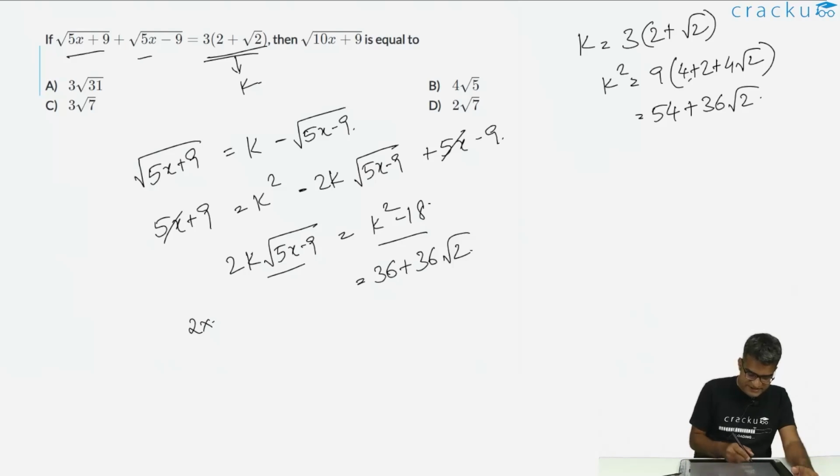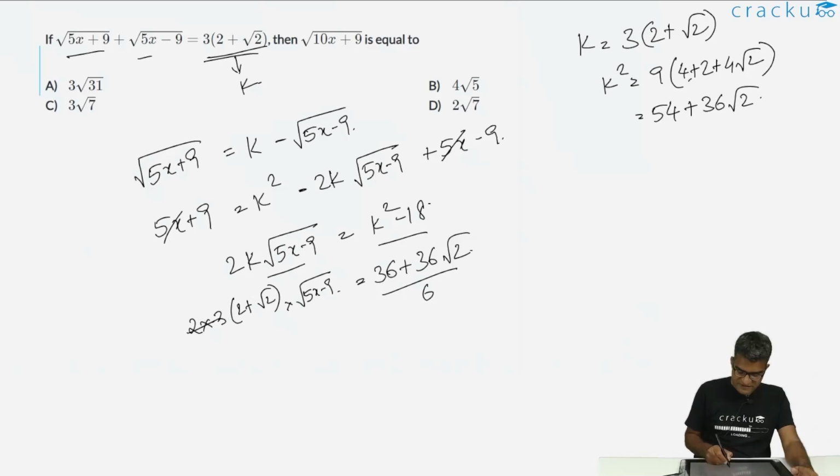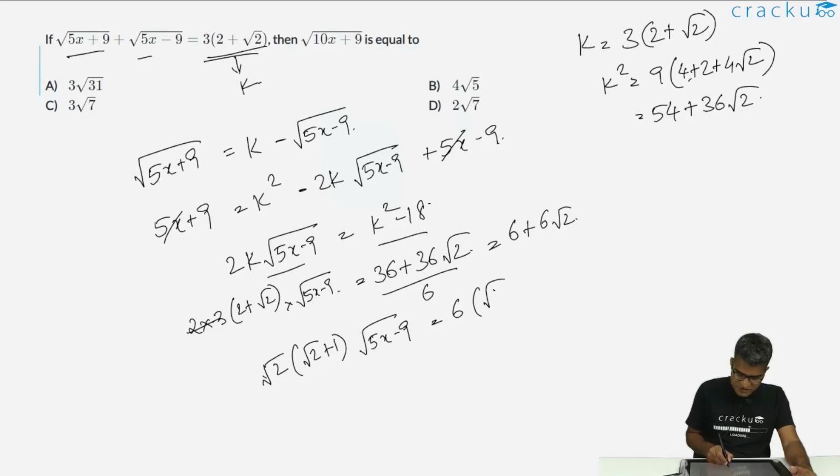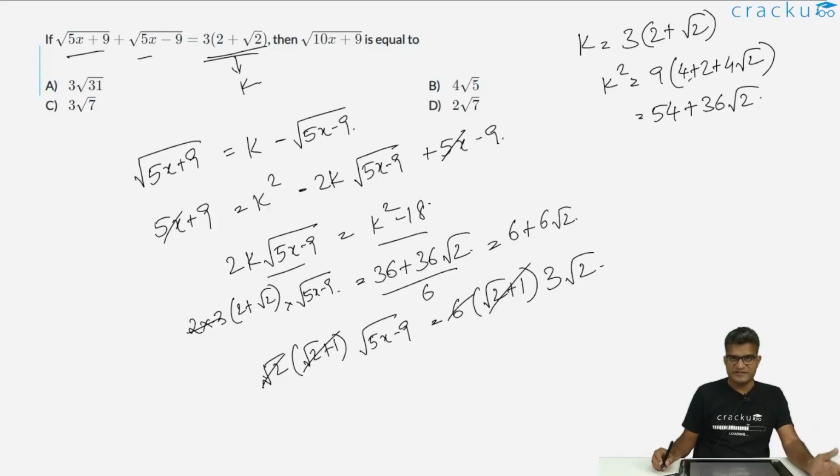What is the value of 2k? 2k is 6 times 2 plus root 2, into square root of 5x minus 9. We can divide this by 6, which will be equal to 6 plus 6 root 2. So 6 plus 6 root 2 is equal to 2 plus root 2 into square root of 5x minus 9, or root 2 into root 2 plus 1, which is basically equal to 2 plus root 2, into square root of 5x minus 9 is equal to 6 times root 2 plus 1. We can cancel root 2 plus 1. We can divide this by root 2, so this becomes 3 root 2. So the value of square root of 5x minus 9 is 3 root 2.